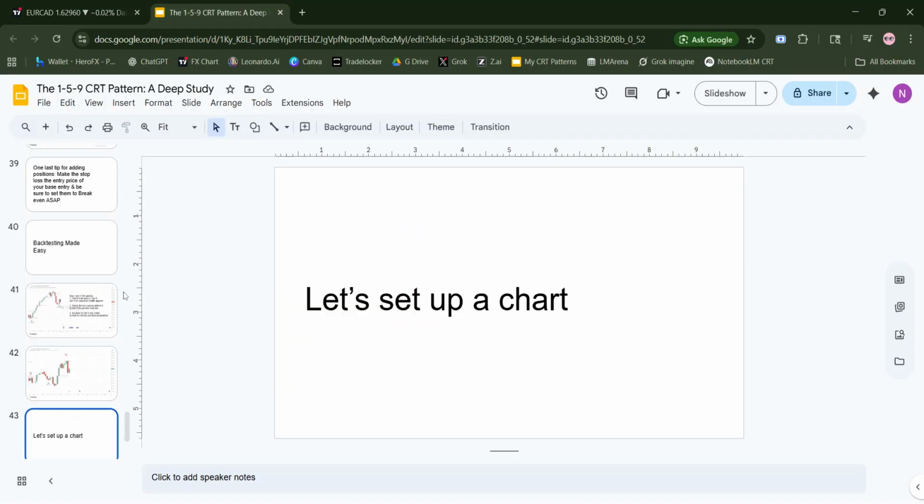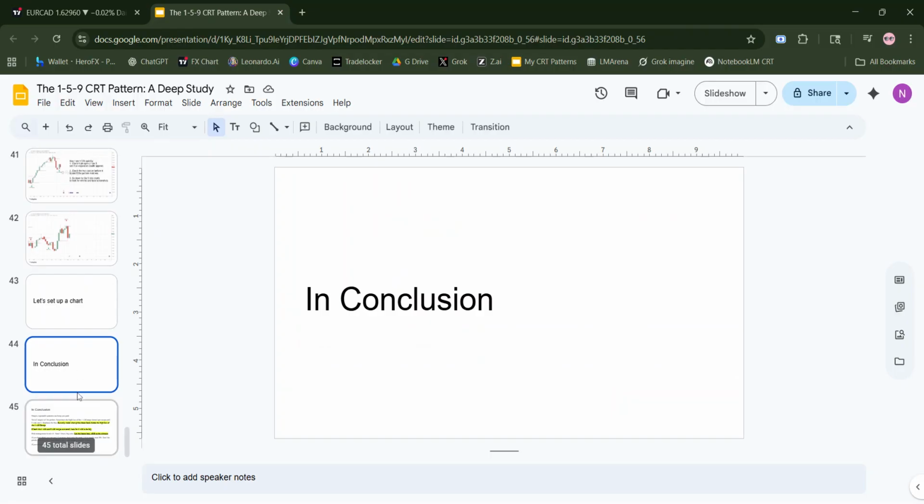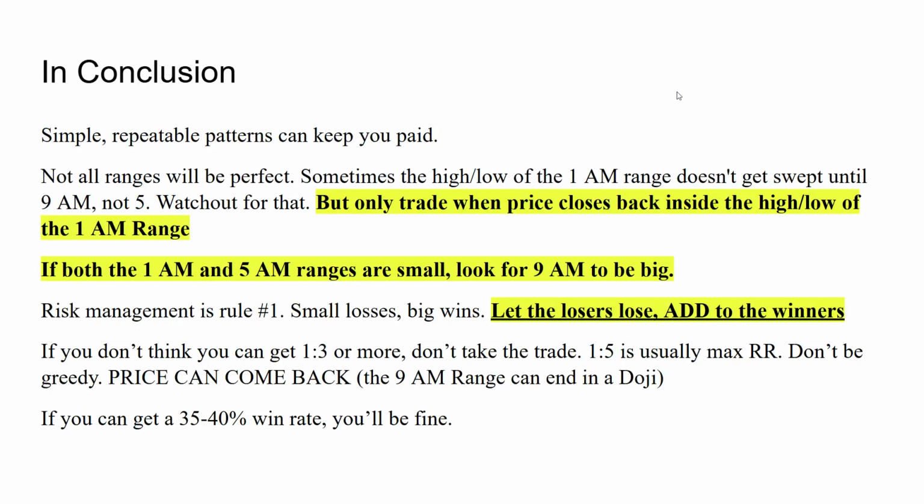So in conclusion, let's wrap this up. Simple, repeatable patterns can keep you paid. Remember that not all ranges will be perfect. Sometimes the high or low of the 1 a.m. range won't get swept until 9, not 5, so watch out for that. But the goal is still the same. You only trade when price closes back inside the high or low of the 1 a.m. range. The 1 a.m. range is very important.